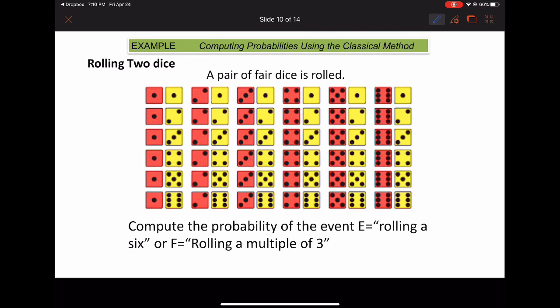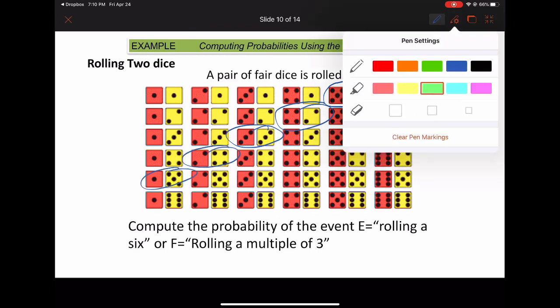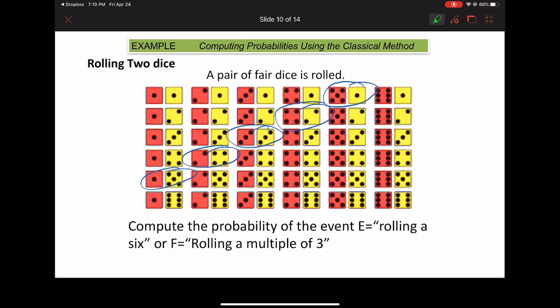All right, so hopefully you did this. I'm going to highlight all of these 6s, rolling a 6. I'm going to circle them, sorry. This diagonal right here is all of the 6s. And then multiples of 3. These are 3s. These are multiples of 3s. That's a 6. These are multiples of 3s because that's a 9. And then that's a 12.